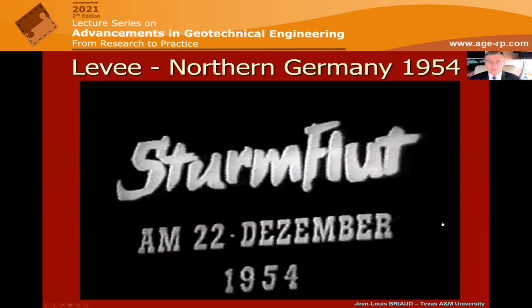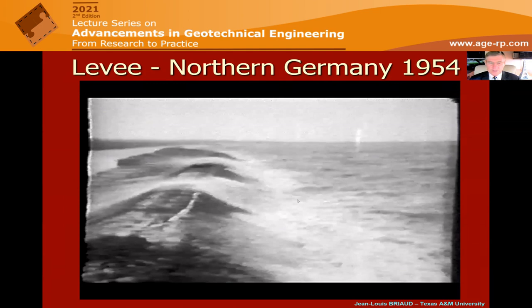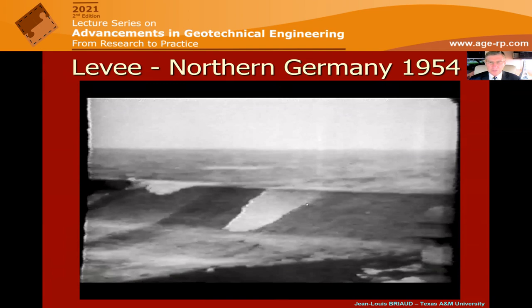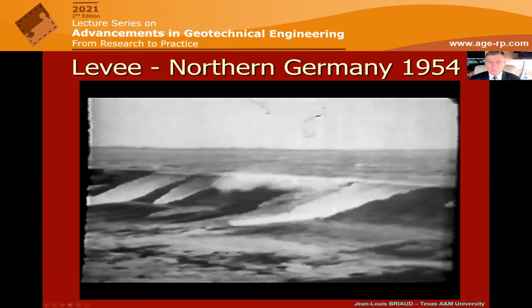We're in northern Germany, a levee, 1954. And on this side is the North Sea. Through the waves, the water is going over this levee, which is relatively unprotected. And you're going to see how the erosion takes place. In the North Sea, you have high tide combined with a storm. So you have a storm surge that brings the water level to ride over that levee.